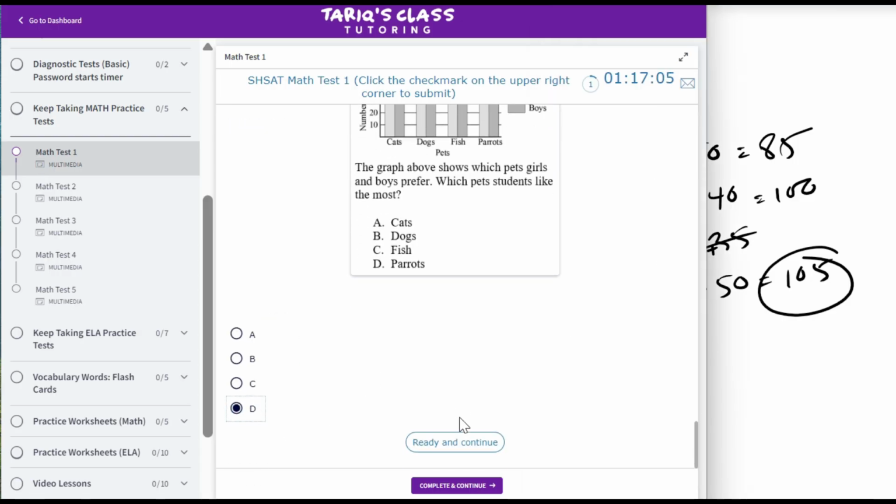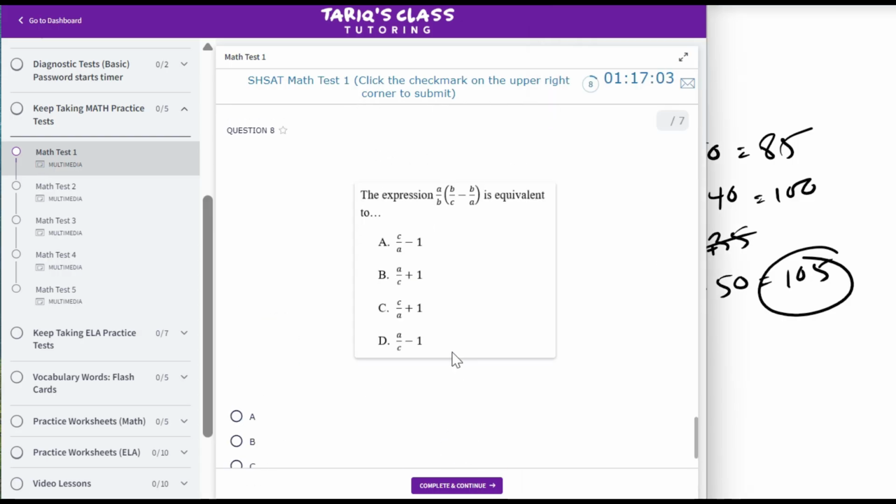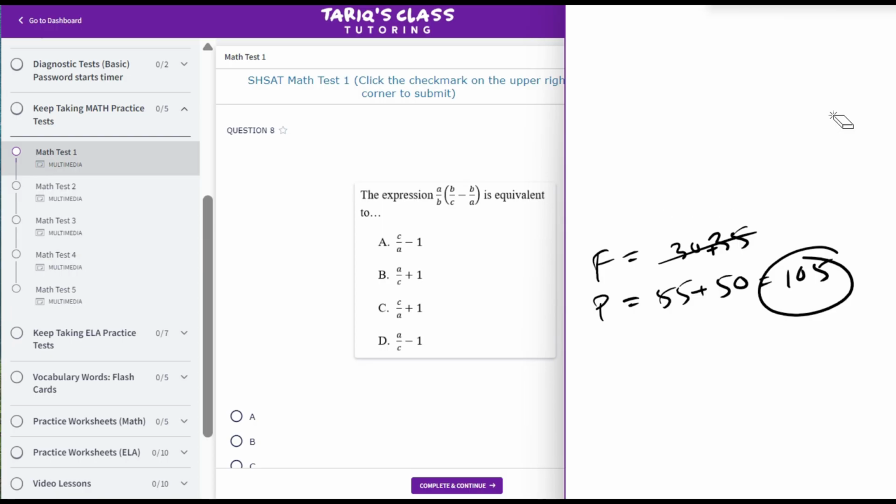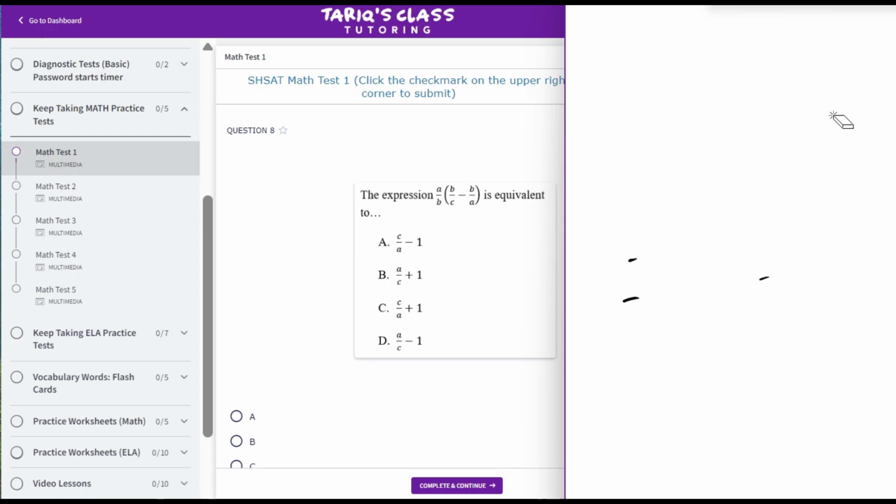It's just a word problem, so you have to be careful. All right, what is this one? So the expression is equivalent to what? This is a nice one, a bit of algebra that you need to learn too. So I'm going to write it here. A over B minus, parentheses, B over C minus B over A.